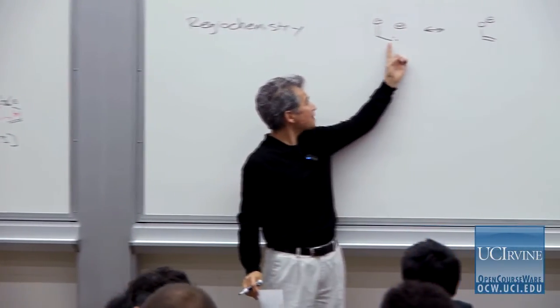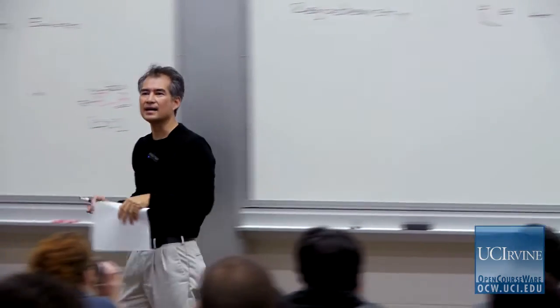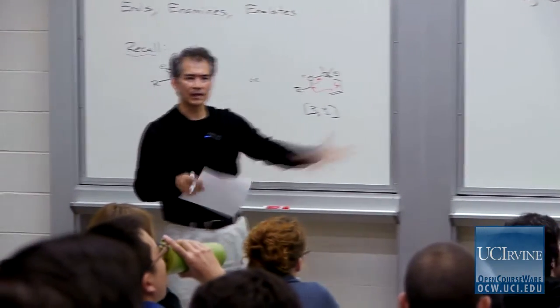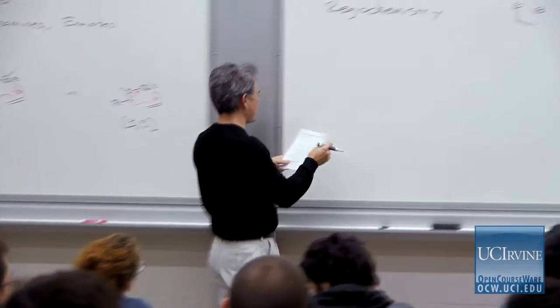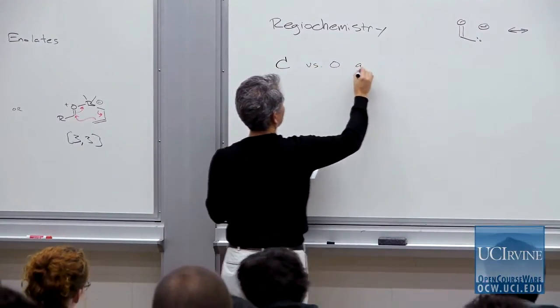You can imagine reactions that occur on carbon, and you can imagine reactions that occur on oxygen. So let's talk about that. How would you predict whether your electrophile is going to react with the carbon atom or the oxygen atom? Let's come back to this issue of C versus O alkylation.